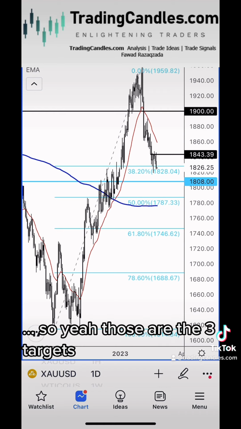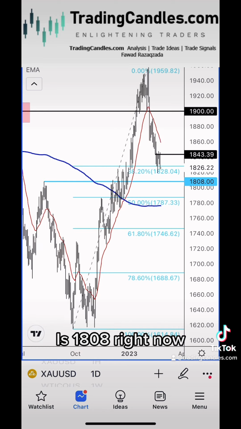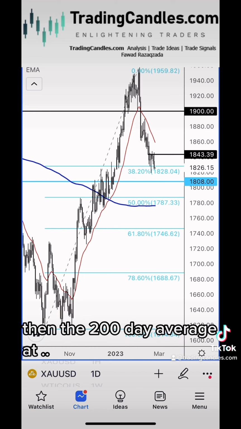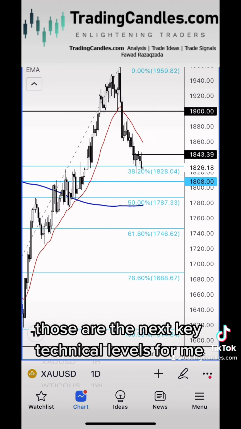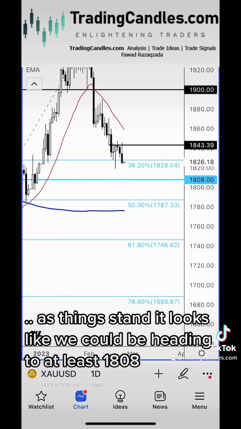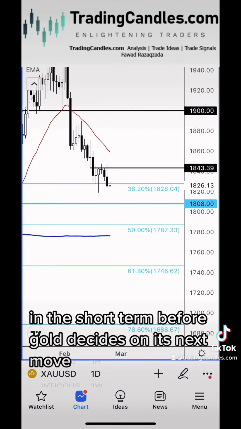So yeah, those are the three targets. The 1808 level, the most important level for me is 1808 right now. Then the 200-day average at 1775-ish. Below that, we have the 61.8 Fibonacci retrace at 1746. Those are the next key technical levels for me. As things stand, it looks like we could be heading to at least 1808 in the short term before gold decides on its next move.